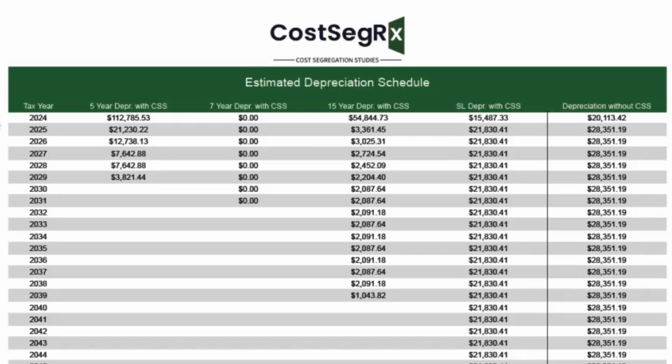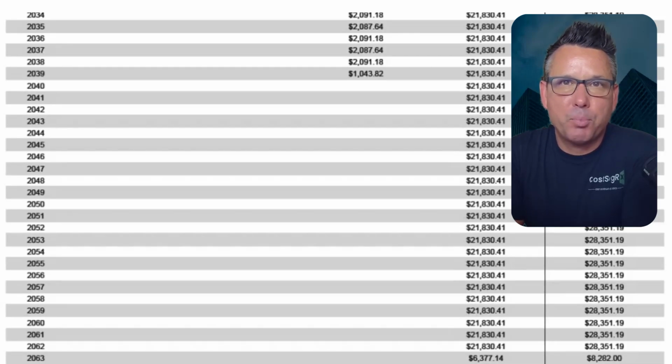So once your 5 and your 15-year property has been fully depreciated, you'll see that you still have, in this scenario, $21,830.41 in depreciation every year versus without cost segregation, $28,351.19. So I just wanted to show you a sample of an estimate of benefit on an Airbnb property.